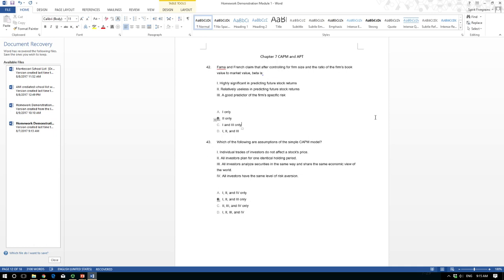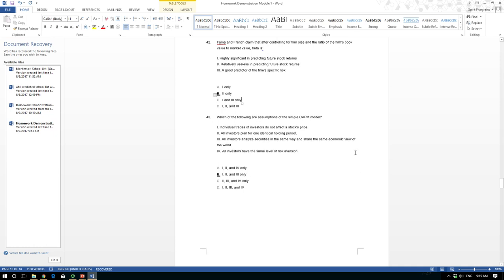Relatively useless. Firm size and book to market ratio are two good predictors, but not beta. Can we say it's a good predictor? Of course, the number three statement is not true. And here it looks like the best one is two, relatively useless. It's not completely useless, because sometimes it works, but during other time periods it doesn't, so you can say it's relatively useless. So B is the best answer.